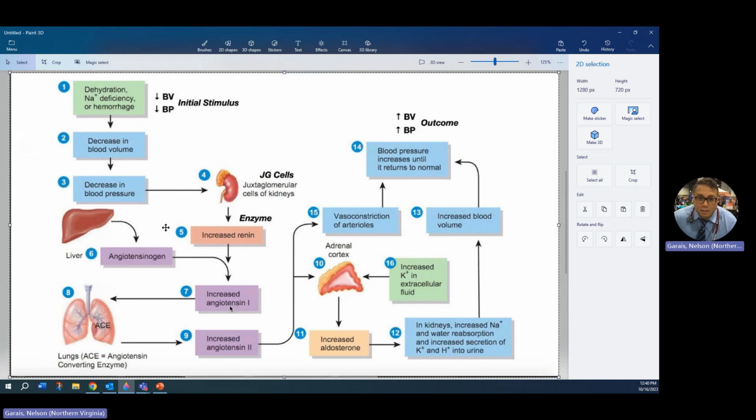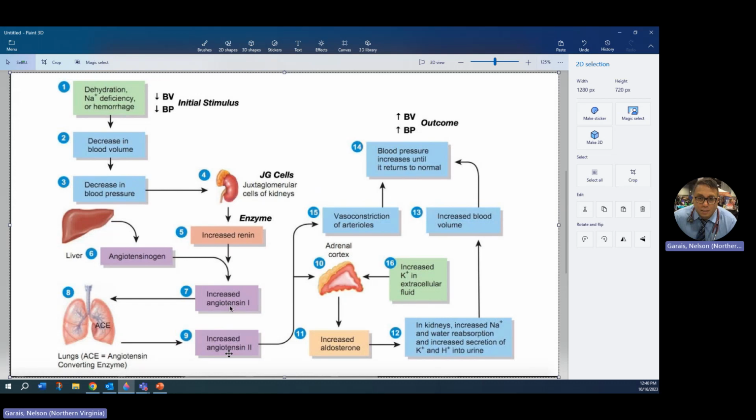Now let's look at the second part. The second part, I kind of look at it as the organ parts. The decrease in blood pressure, your JG cells that are inside your kidneys are going to detect it. Then your kidney is going to release renin. Angiotensinogen is floating around from your liver. Angiotensinogen, you could see ogen means it's a precursor. It's inactive. It gets activated by renin, and renin now makes angiotensin 1 from angiotensinogen.